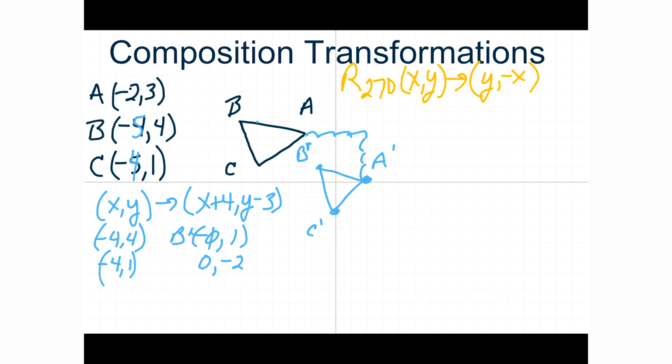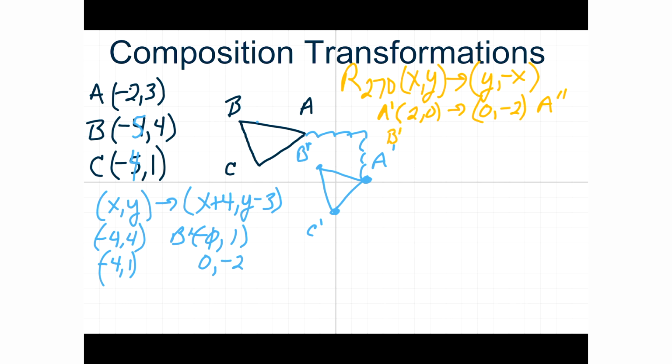So once again, I could do this a number of different ways, but I find it easiest if I just take my new coordinate values and plug them into the rule. So if I put in A prime into the rule, which is at 2, 0, I'm going to get an output of 0, negative 2. That will give me my A double prime.